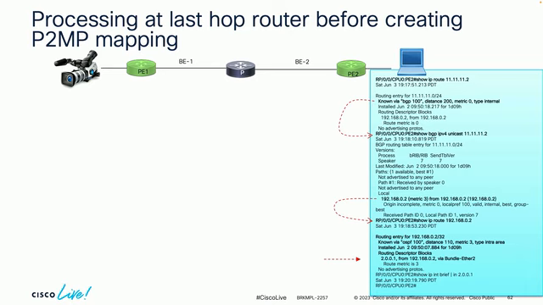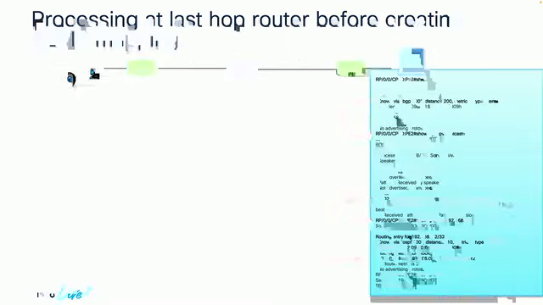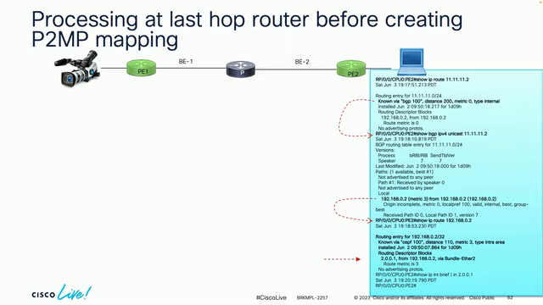So we need to check two reachabilities. One is that I have overlay reachability to the BGP next hop. And the second thing is that I have underlay reachability, whether I can really build a hop-by-hop tree. So these are the steps to check when you have your join coming on the last hop router.